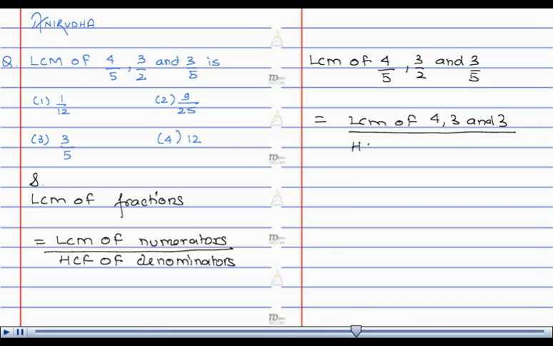and HCF of 5, 2 and 5, which is equal to 4 into 3 divided by 1. The HCF is 1 because the numbers 2 and 5 are relatively prime, and therefore the LCM is 12. That is answer option number 4.